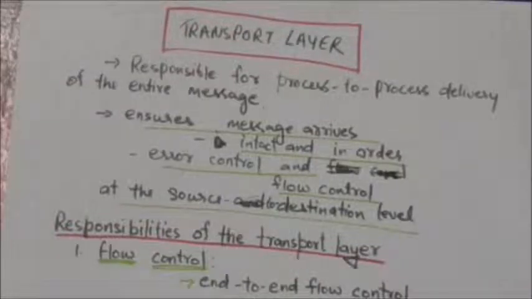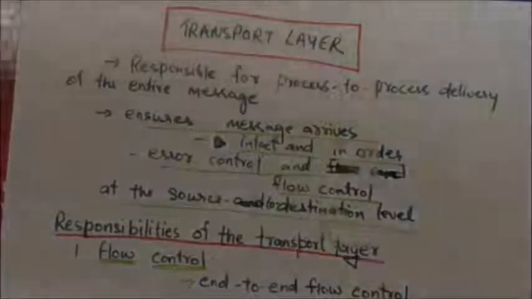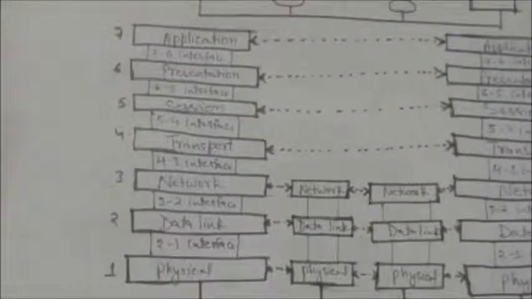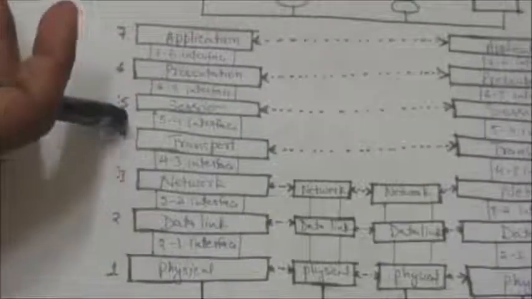Hello friends, welcome back. In this tutorial we will study about the transport layer. The transport layer is the fourth layer of the OSI model. This layer is below the session layer and above the network layer.